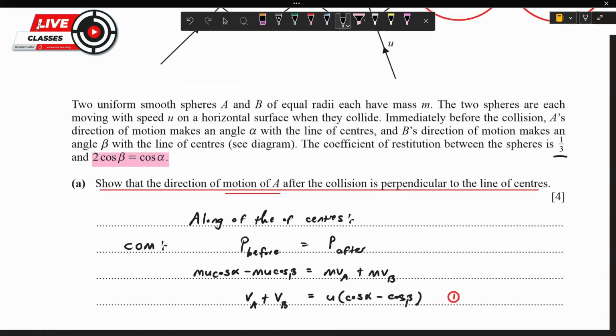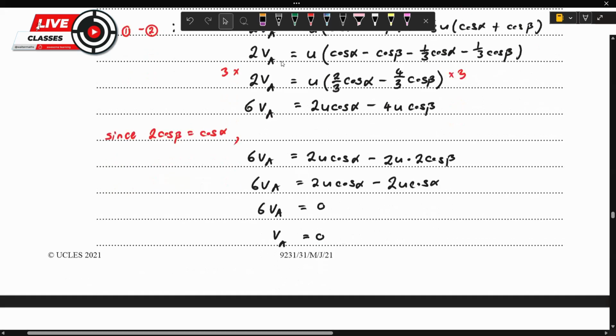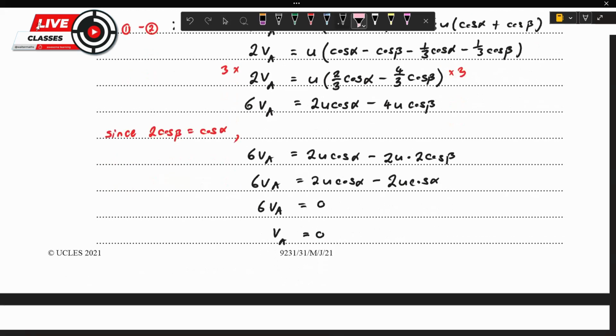And here they are saying we should show that the direction of motion of A is perpendicular to the line of centers. So if it is perpendicular to the line of centers, it means that the horizontal component is 0 and the horizontal component is VA. So this is the proof. So I'll say here, therefore shown. And that's how we do it for this particular question.